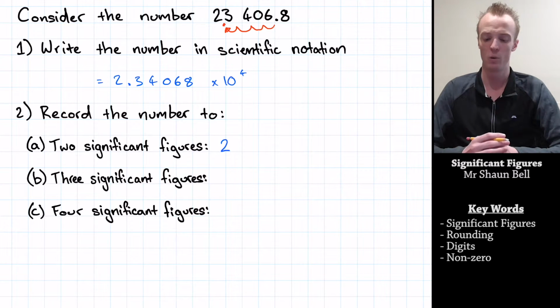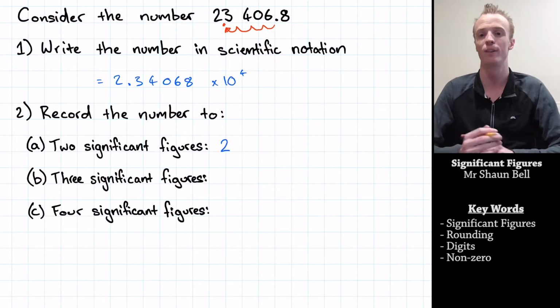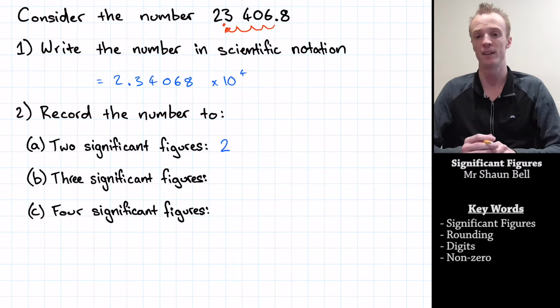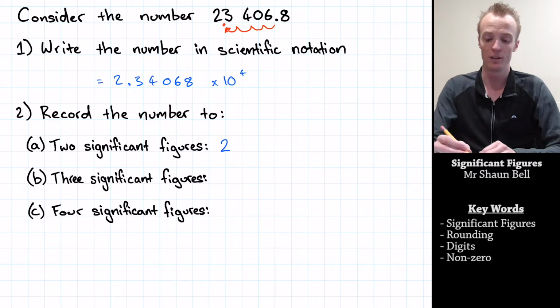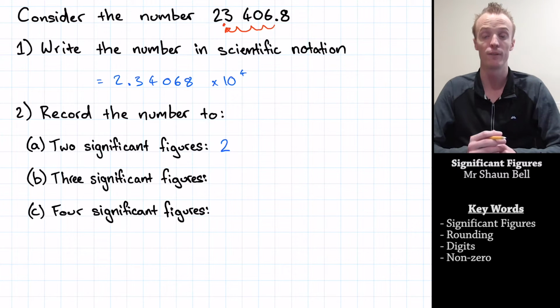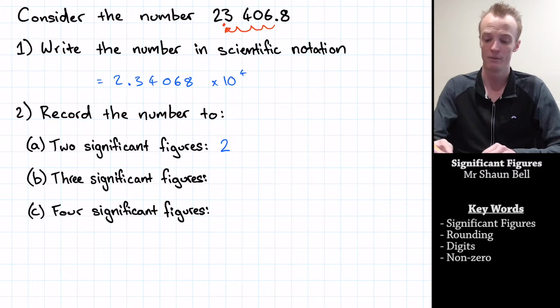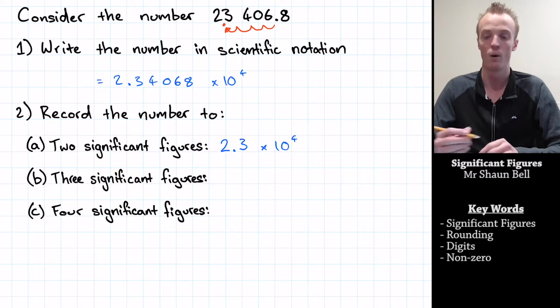So in order to record this to 2 significant figures, I need to round my number to the second significant figure. In order to do that, I have to look at the third significant figure and see if it's 5 or bigger. In this case, it's a 4, so my second significant figure of 3 remains the same. So it's 2.3 times 10 to the power of 4.